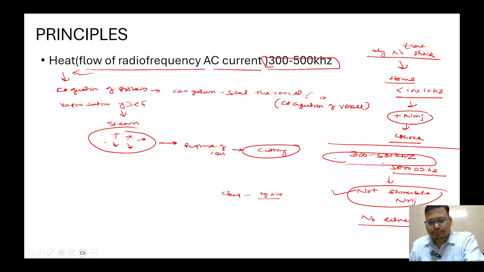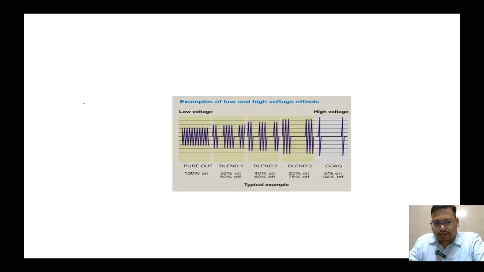Next is, there are three modes: pure cut, coagulation, and blend mode. In pure cut, there is high frequency. These are high frequency waves, multiple. The frequency is high, but it is low voltage. High frequency current will produce cutting mode, that is 100% cutting.